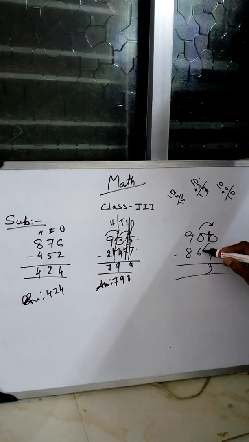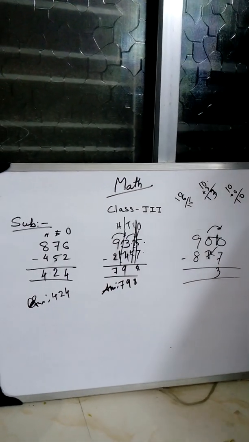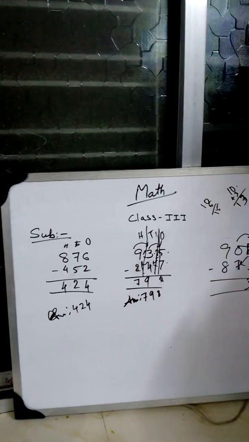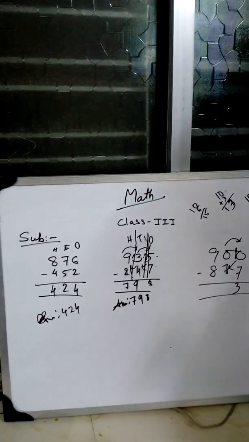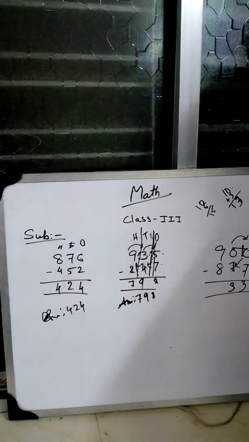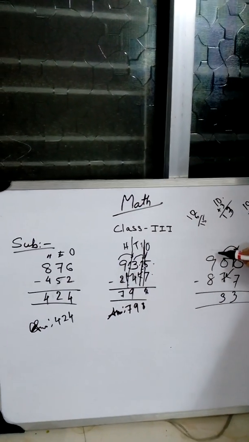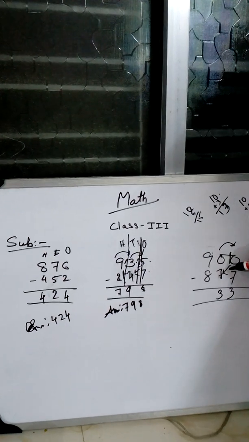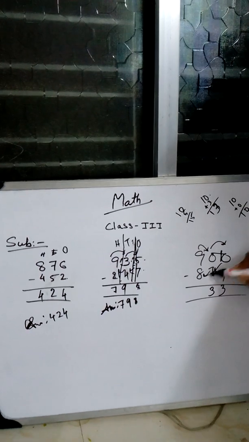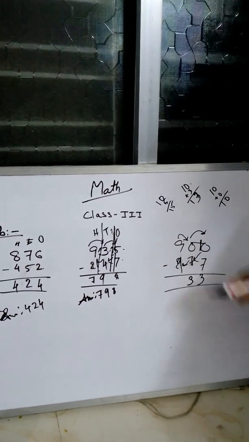Again we have to return the number here. So 6 becomes 7. Now count. What is the next digit of 7? That is 8. So 8, 9 and 10. Now as we borrowed 1 from the hundreds, we are going to return it again. So here 8 becomes a 9.